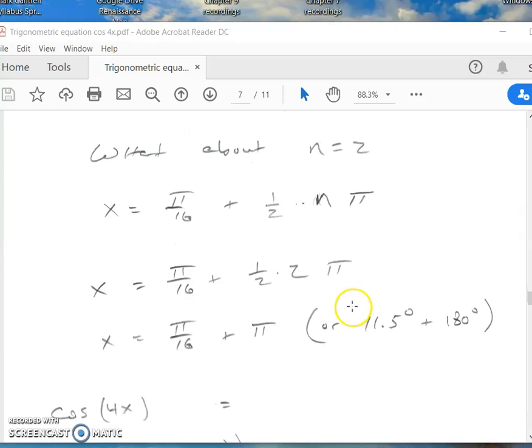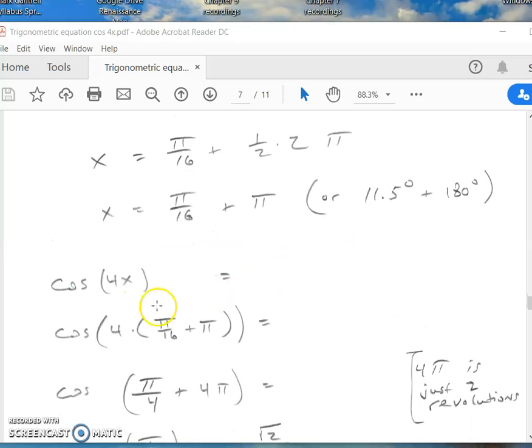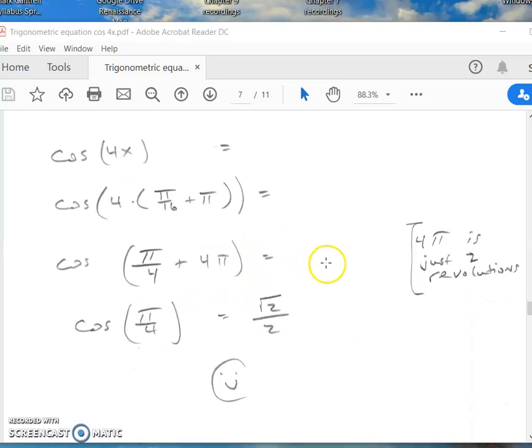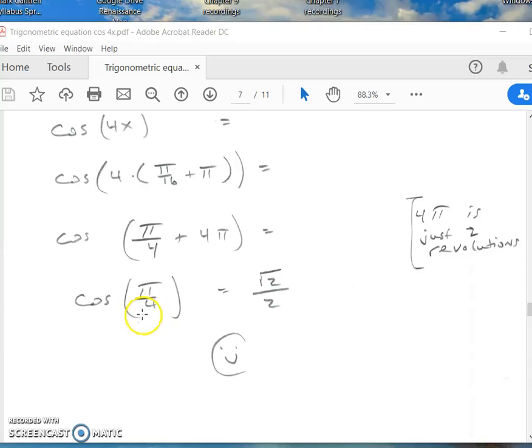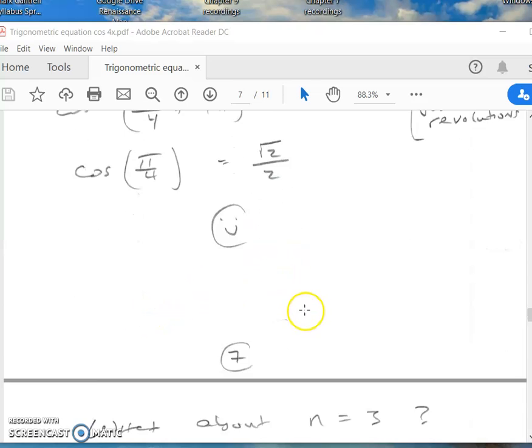All right, let's try one more, or maybe two more. n is equal to 2, okay? Plug it in. What do you get? You get this, okay? So you have cosine of 4x. 4 times this is 4 times this thing right here. Multiply everything out, okay? Well, 4 pi, what is that? That's 2 revolutions. So 2 revolutions, you're right back where you started from. So you're right back at pi over 4, gives me that, which is exactly what I wanted.